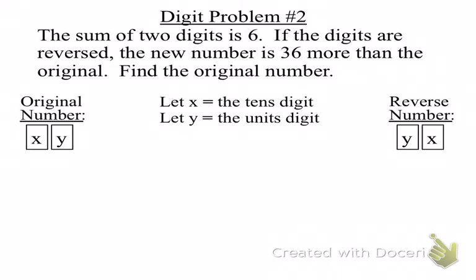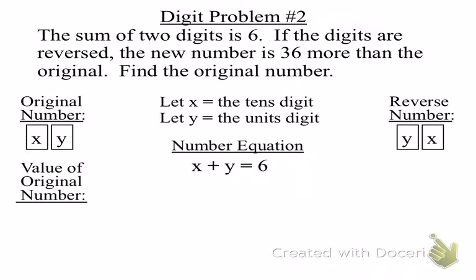Okay, and what is my first equation? X plus y equals 6. Good. Now, what am I underlining in here to help me translate the second part? What is the value of the original? Hold on, let's just put that on hold. What is the value of the original? The value statement? Good. And what is the value of the reverse? Yes. 10y plus x.